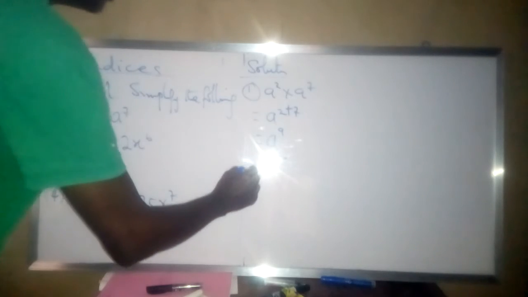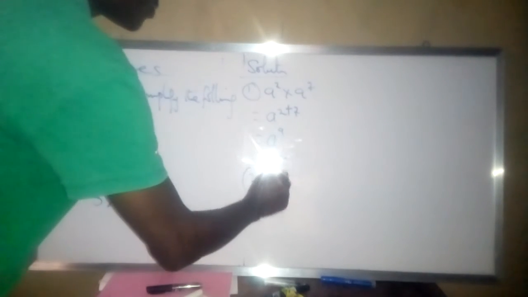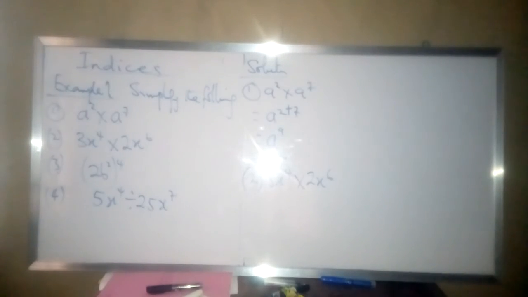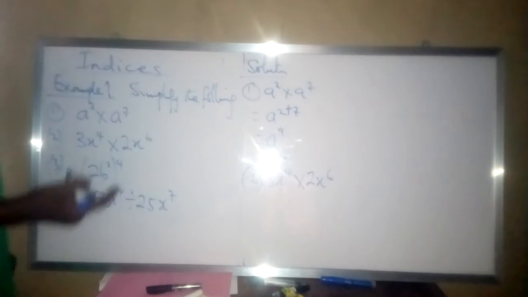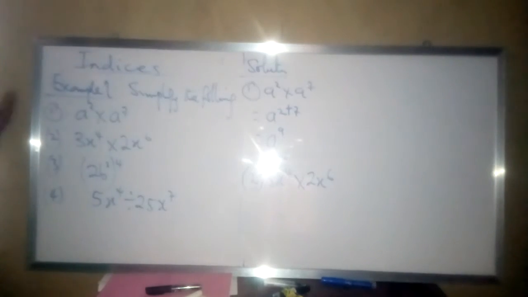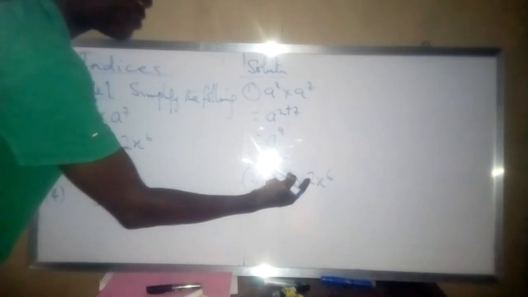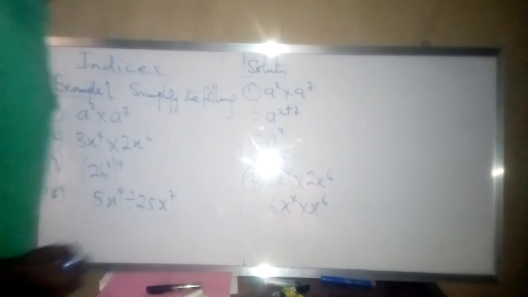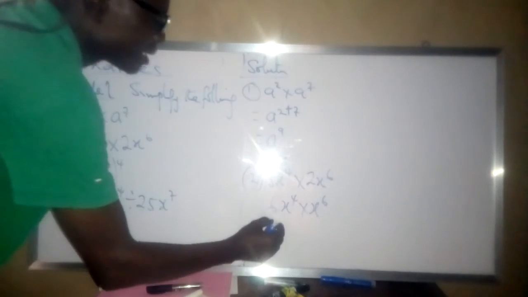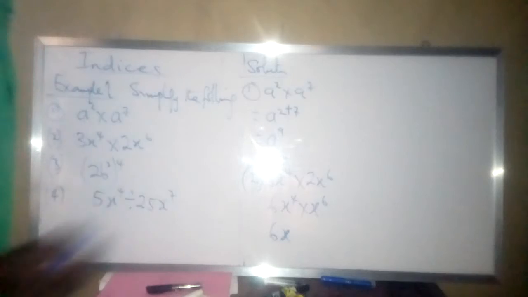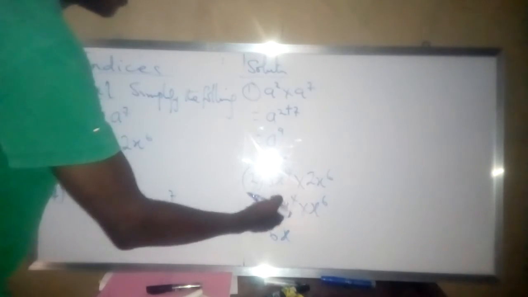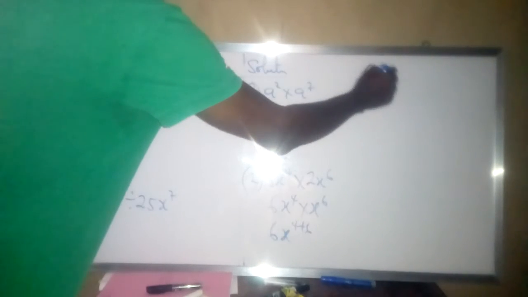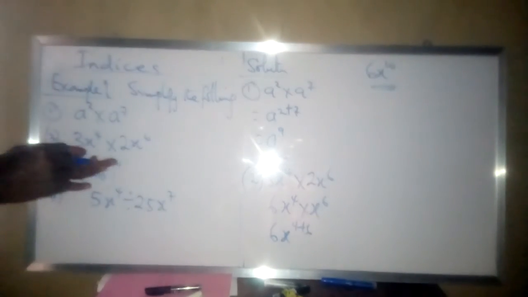Now the second one, 3x raised to power 4 multiplied by 2x raised to power 6. This is just a modification of the first one. You can see that we have integers here, 3 and 2, before we have our variable x. So what do we do here? We just multiply 3 by 2 first. That's 6. Now I have 6, pick one of the x's, x. When we are multiplying index numbers, you add their powers. 4 plus 6, so that will give you 6x raised to the power of 10. Okay, that is it for that.